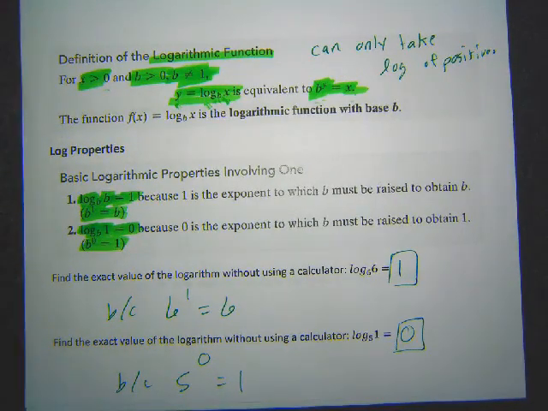So that's two common properties of logs. If someone shows you something where the base and the number match, you should know the answer is just 1. And if they take the log of 1, doesn't matter what base it is, the answer is always 0.